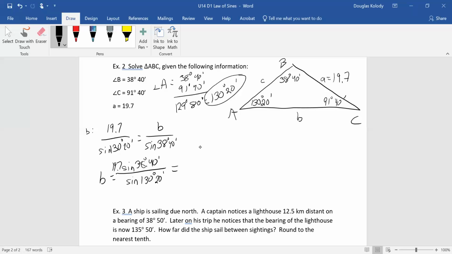And then side B for real this time, if I work this out, which like the good chef on a cooking show, I already did work it out, you get 16.1. Now let's find side C.